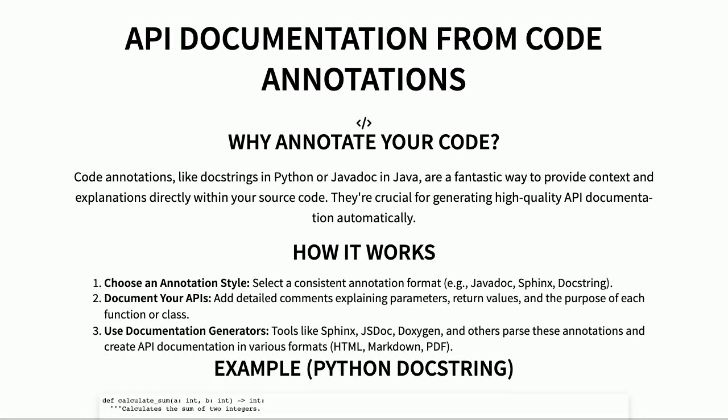Let's talk about generating API documentation. One of the best ways to do this efficiently is by using annotations directly within your code. Think of them as built-in explanations. We'll cover why it's important, how it works, including picking a consistent style, and using tools like Sphinx or JSDoc, and even look at an example in Python using docstrings. Properly documented code makes everything much easier to work with down the line.